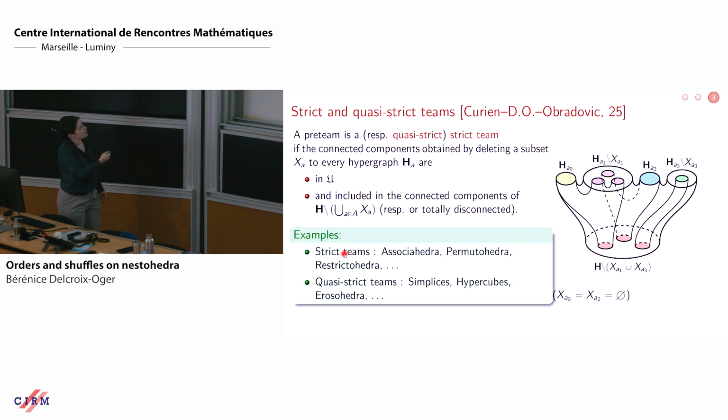So when are these conditions satisfied? The strict conditions are satisfied for associahedra, permutohedra, and restrictohedra. And we wanted also to deal with hypercubes. So to deal with hypercubes, we have introduced the notion of quasi-strict. For quasi-strict, we want the connected component of the small graph to be either included in the connected component of the big graph, or to be totally disconnected.